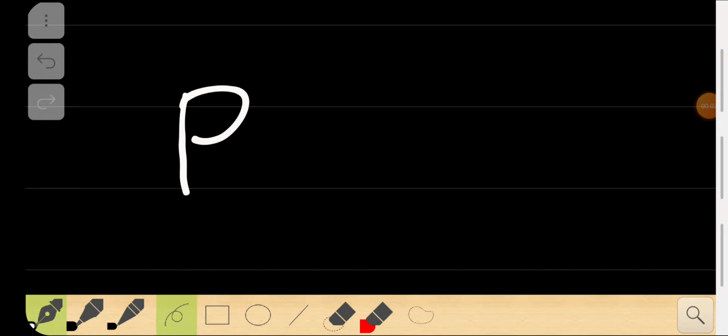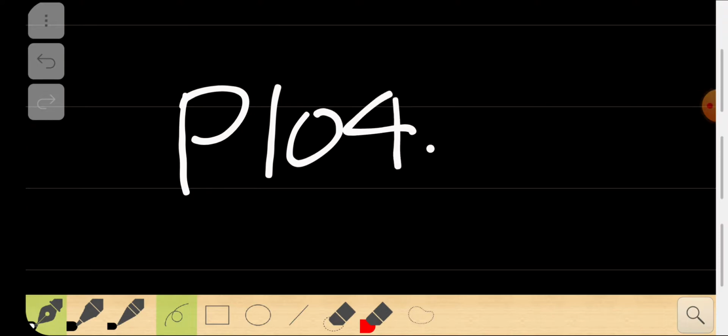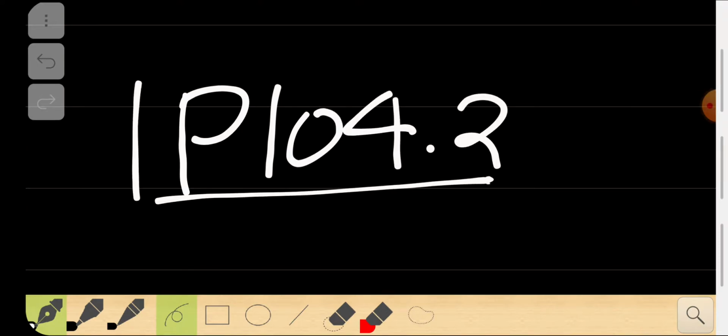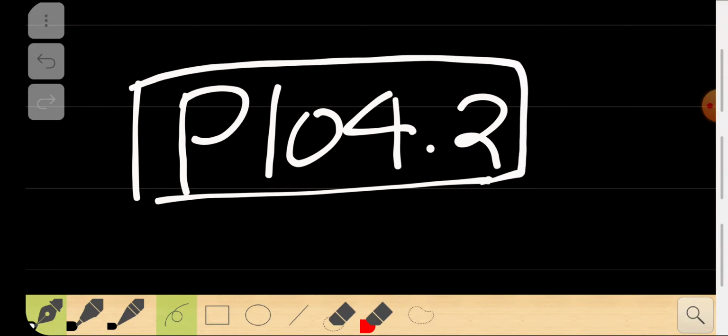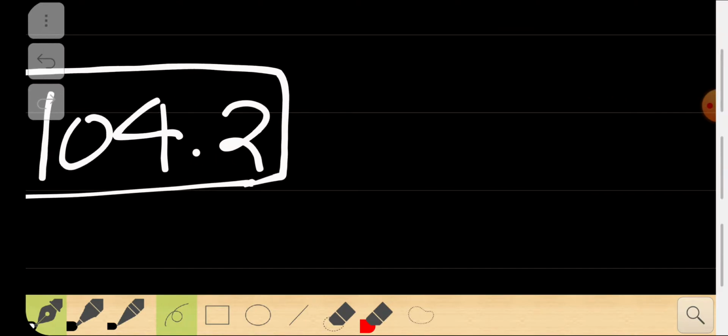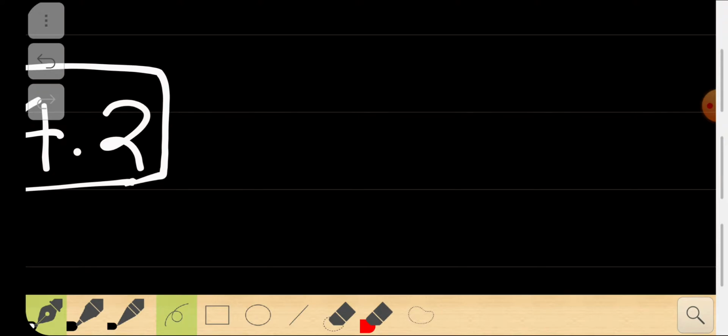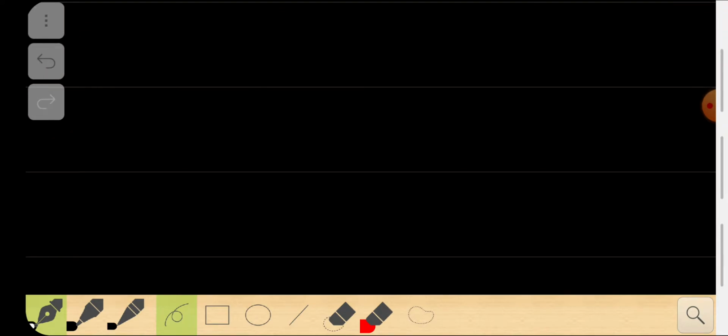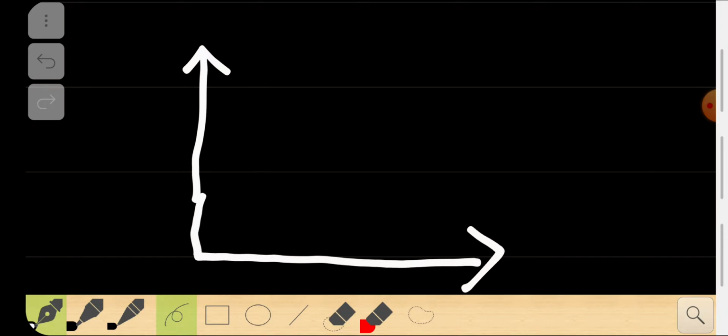This lecture is called P104.2. In the first lecture of 104, we discussed scalars, vectors, and coordinate systems. In this lecture, which is a continuation of that first part, I'm going to finish off and explain a bit more on coordinate systems and what different kinds of coordinate systems there are. Before that, I need to introduce some simple stuff.